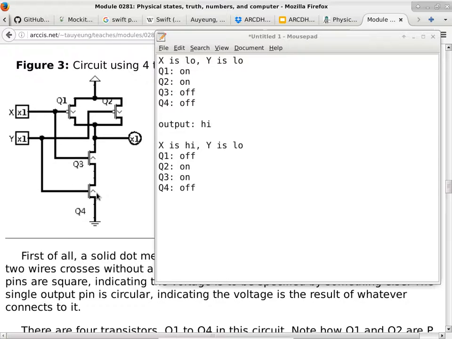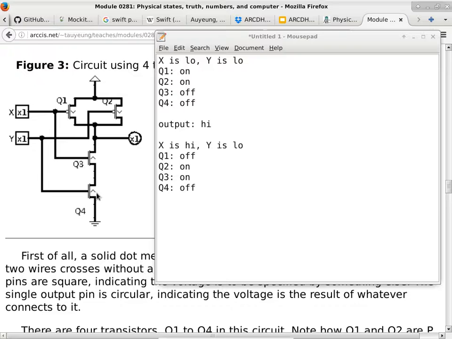Now the trick here is Q3 and Q4 are connected in series, but Q1 and Q2 are connected in parallel. So when you have two valves that are connected in series, if one of them is off, it's cut off. If at least one valve in series is off, the entire chain is off. Is that making any sense? But on the other hand, Q1 and Q2 are connected in parallel, which means you have two alternative paths to connect to the high voltage.